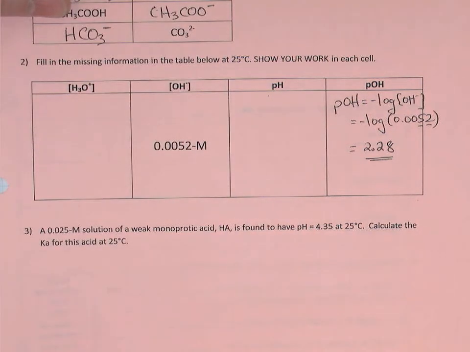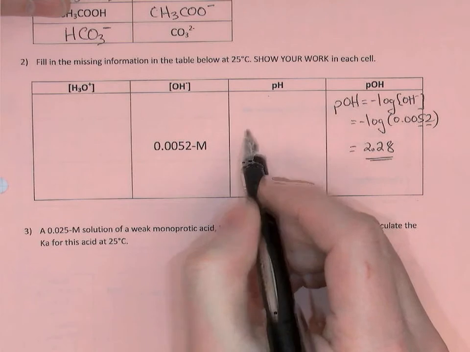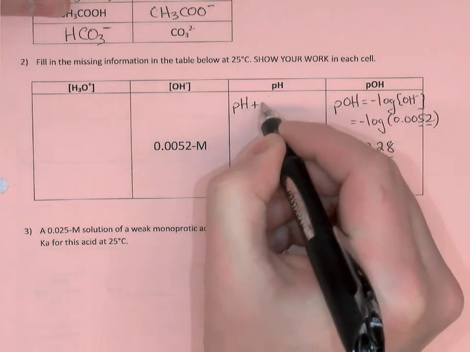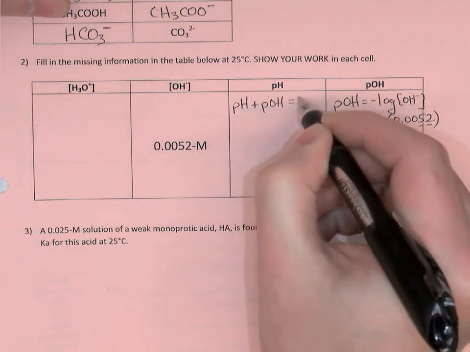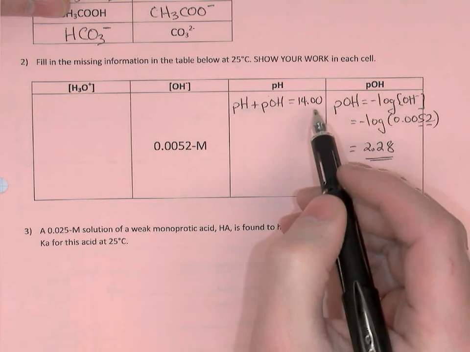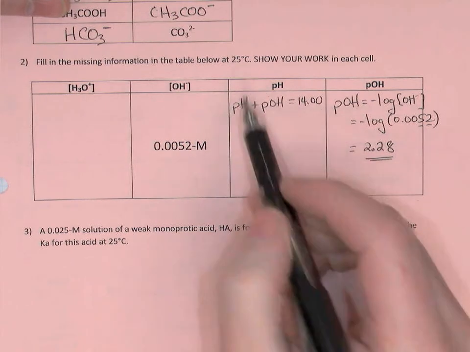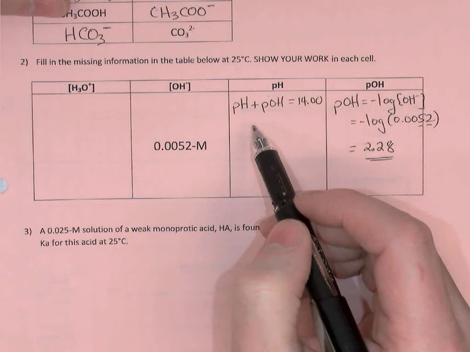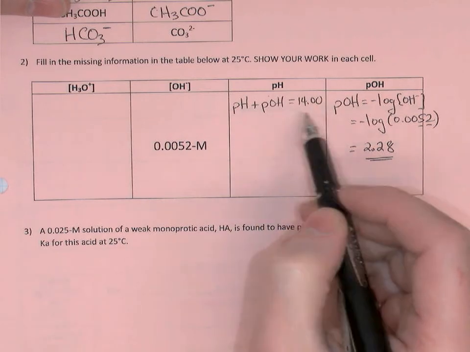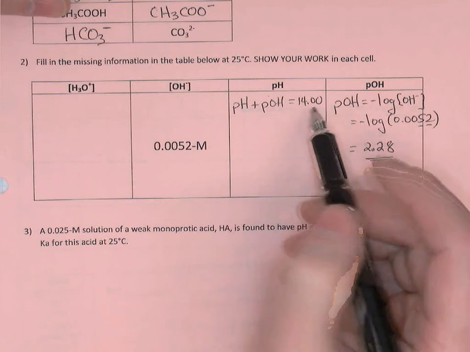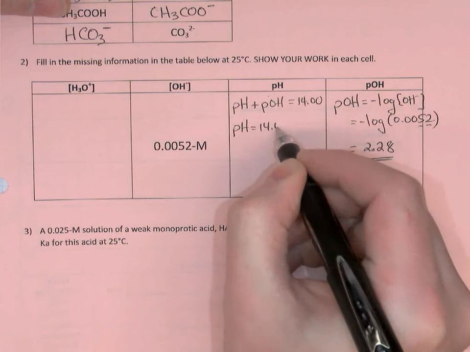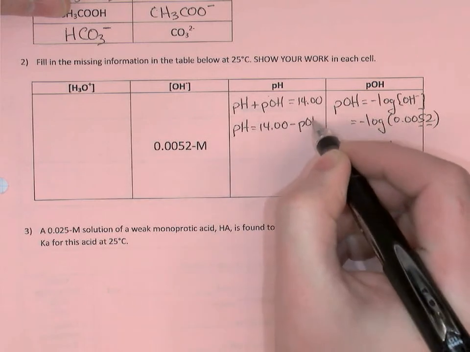Now that we've got the pOH, it's very easy to find the pH. You know that at 25 degrees, pH plus pOH has to equal 14.00. The 14 comes from the pKw. Kw at 25 degrees is 1.0 times 10 to the minus 14. And if you take the negative log of that, you get 14.00. So the pH will just be 14 minus the pOH.